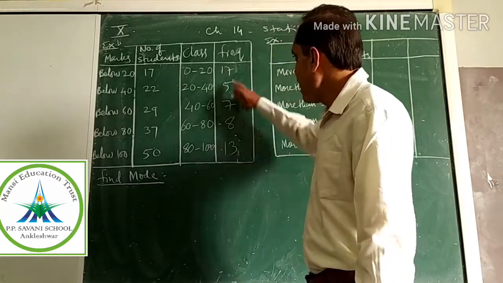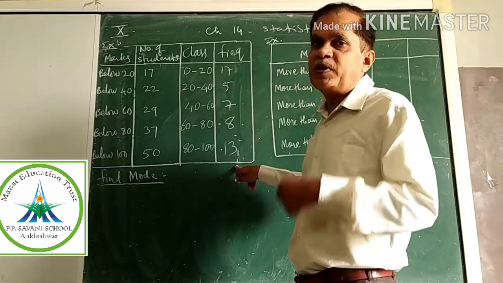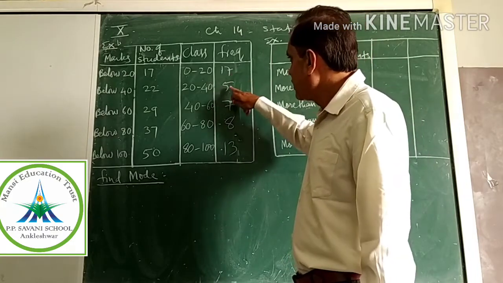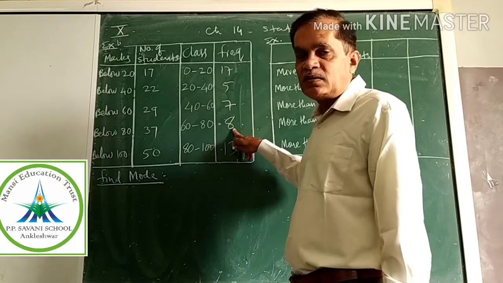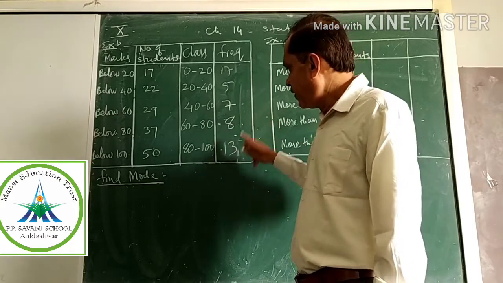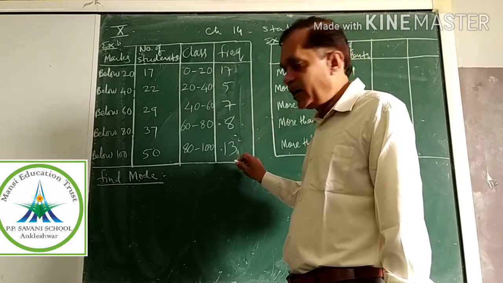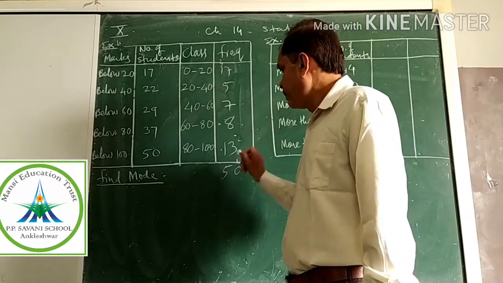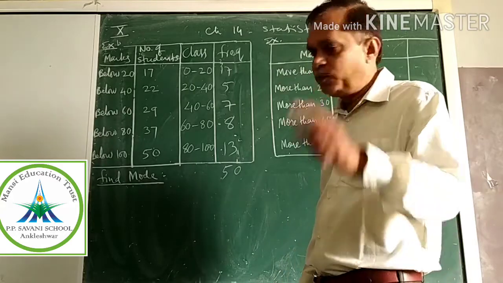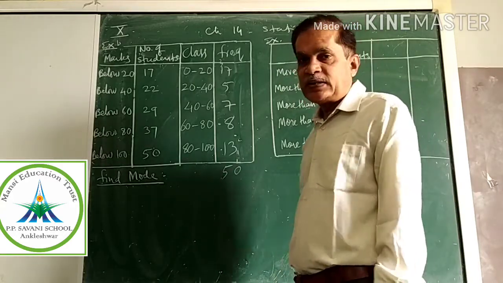Then see students, if you add, this should be 50. Check. 7 plus 5 is 12, 12 plus 7 is 19, 19 plus 8 is 27, 27 plus 13 is 40, 10 more is 50. Clear? Very good. Then see, you got the total frequency.